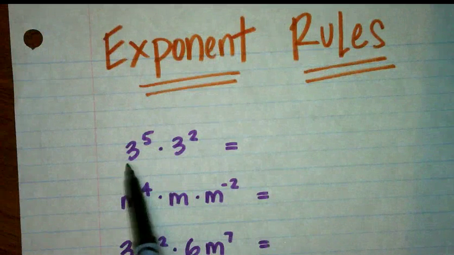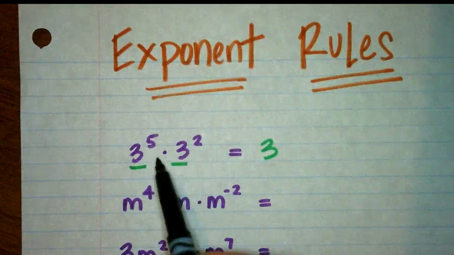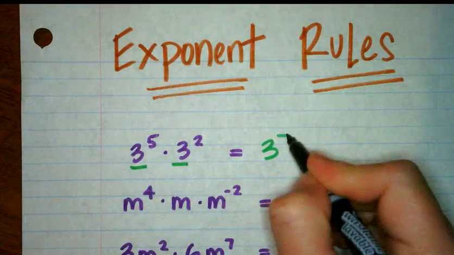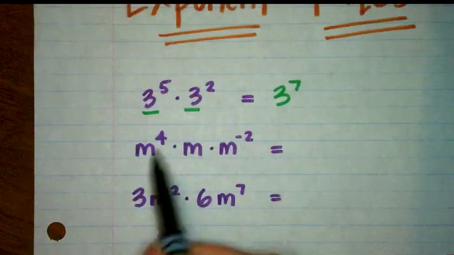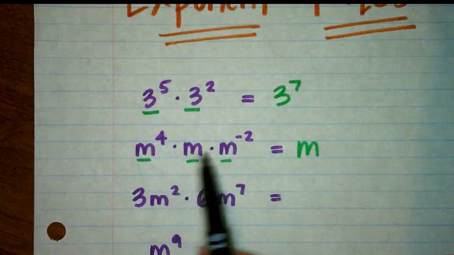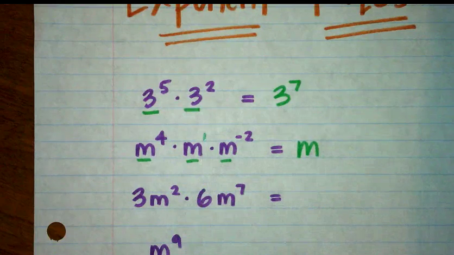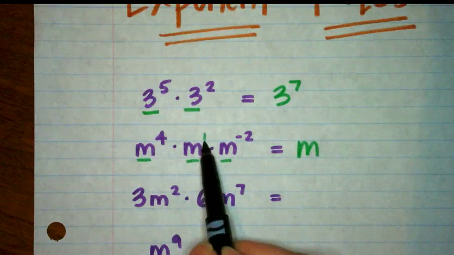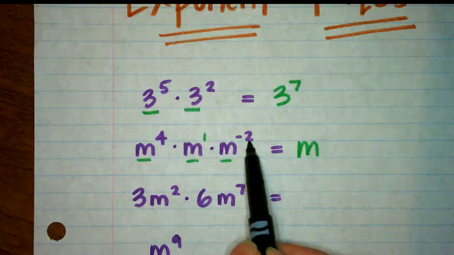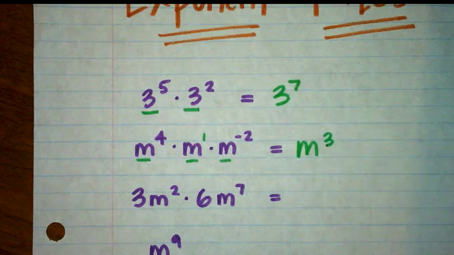First up, if your base number is the same, it stays the same. If you're multiplying, then you add the exponents. Keep in mind that this is a 1. So 4 plus 1 is 5, plus a negative 2, which would be minus 2, is going to be 3.